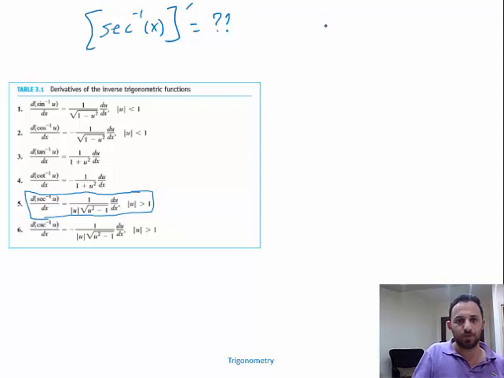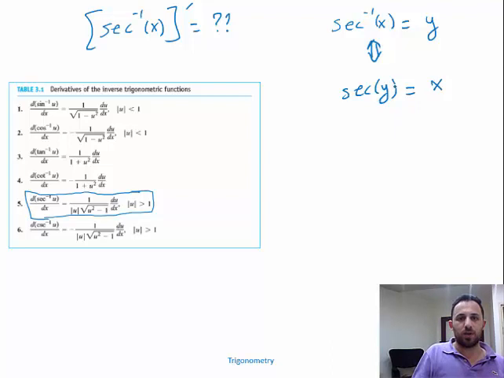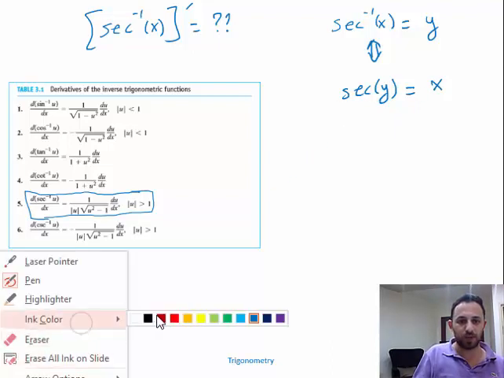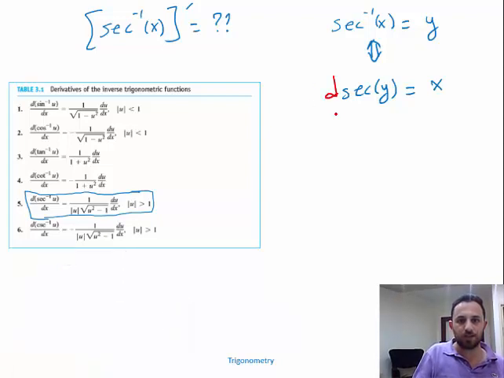We know that secant inverse of x at the end of the day will yield some angle y. So assume secant inverse of x is equal to y. This is equivalent to secant of y equal x. Now we want to differentiate both sides, d by dx, d by dx.